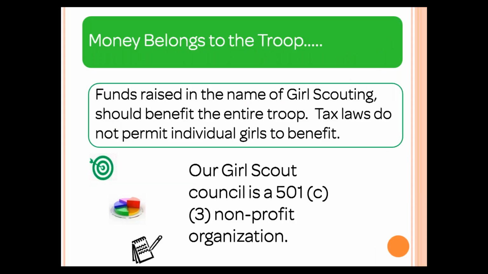The money belongs to the troop as a whole, and our funds raised in the name of Girl Scouting should benefit the entire troop. Our council is a 501c3 nonprofit, and our tax laws do not permit individual girls to benefit. So for example, a troop of 10 girls has 3 eager high sellers during cookie product sales or fall product sales. Those girls are rewarded with incentives or Cookie Dough dollars, but the funds themselves from their sales are shared by all the girls in the troop.